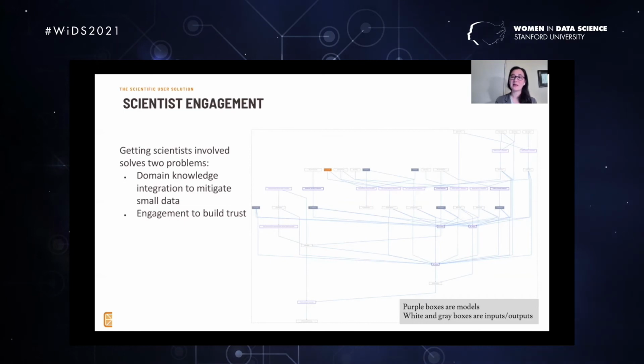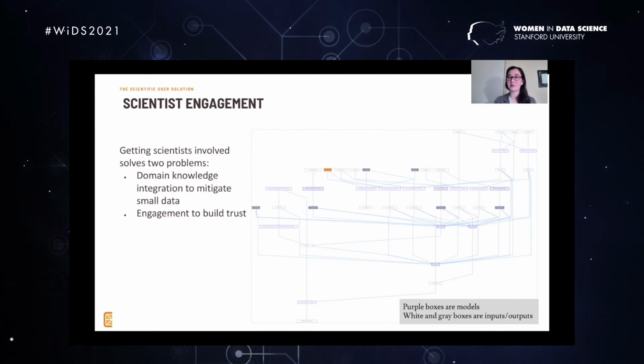And the second is that engagement builds trust. As the scientist tinkers, as they try out different things, they get a better sense of how the machine learning model is working, and they're more likely to trust the outcomes and the predictions.